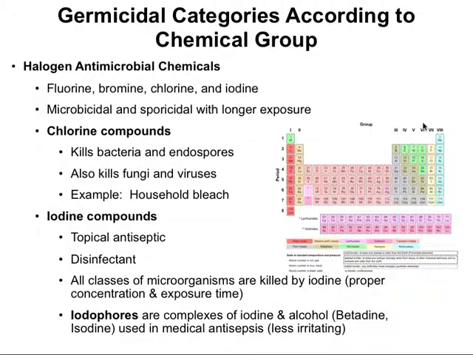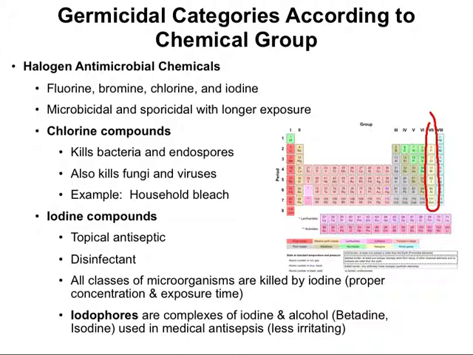So now I'd like to take a look into some of the germicidal categories and chemical groups. First, we'll take a look into the halogen antimicrobial chemicals. These are things like fluorine, bromine, chlorine, and iodine. They're non-metallic elements, and they're all in the 7th group of the periodic table. So you see them here. So they have similar chemical behaviors. They are both microbicidal and sporicidal with longer exposures. All of them are highly effective components of disinfectants and antiseptics.